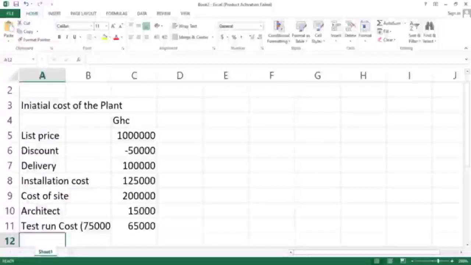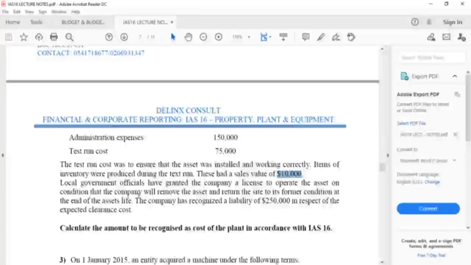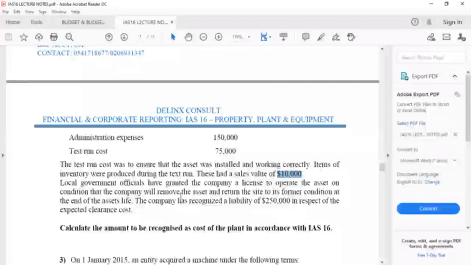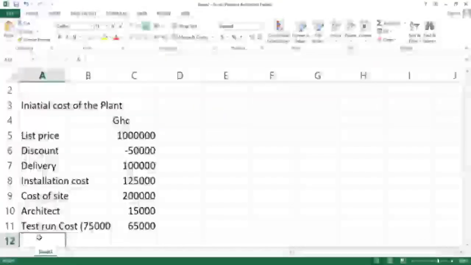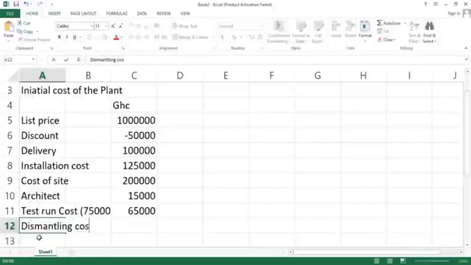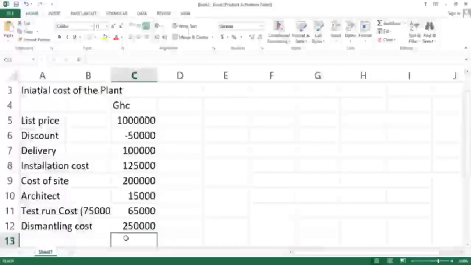What else do you have to add? Let's look at the other parts. The local government officials have granted the company a lease to operate the asset on condition that the company will remove the asset and return the site to its former condition at the end of the asset's life. The company has recognized a liability of 250,000 in respect of the expected clearance cost. What are they talking about here? Dismantling cost. So we add the 250,000. We assume that this is the present value, so we add it to the value of the asset. This dismantling cost of 250,000. So what will be the total cost of the asset?